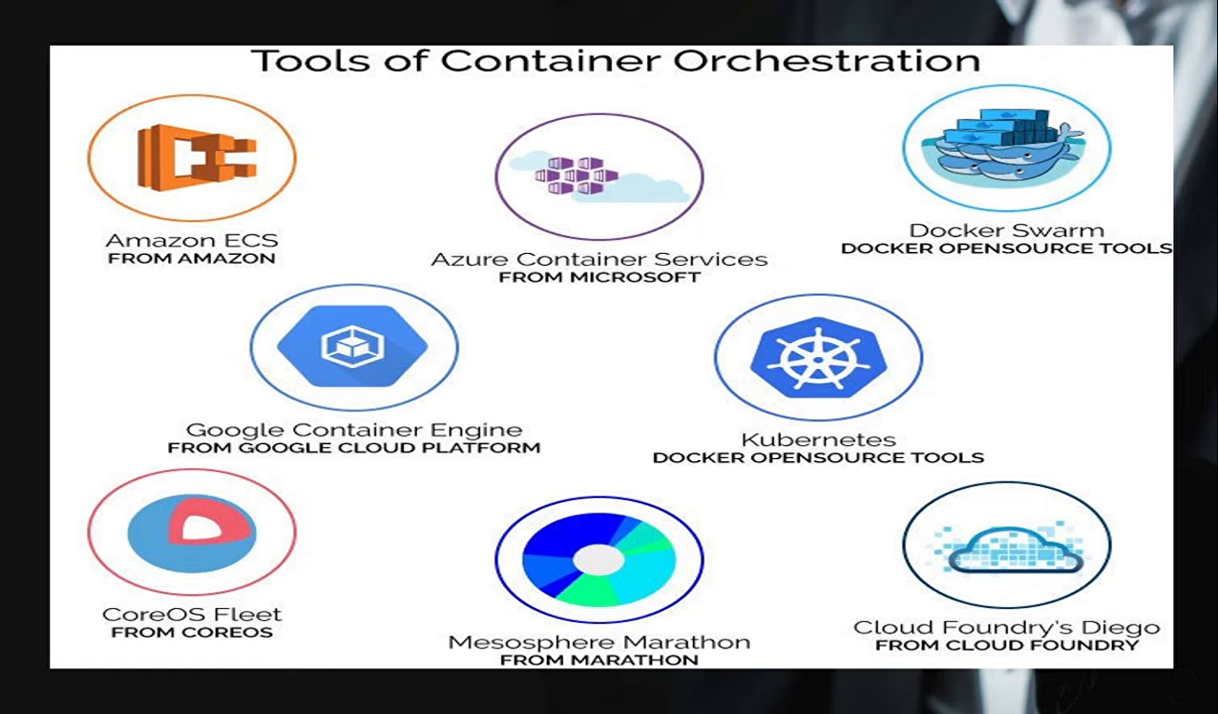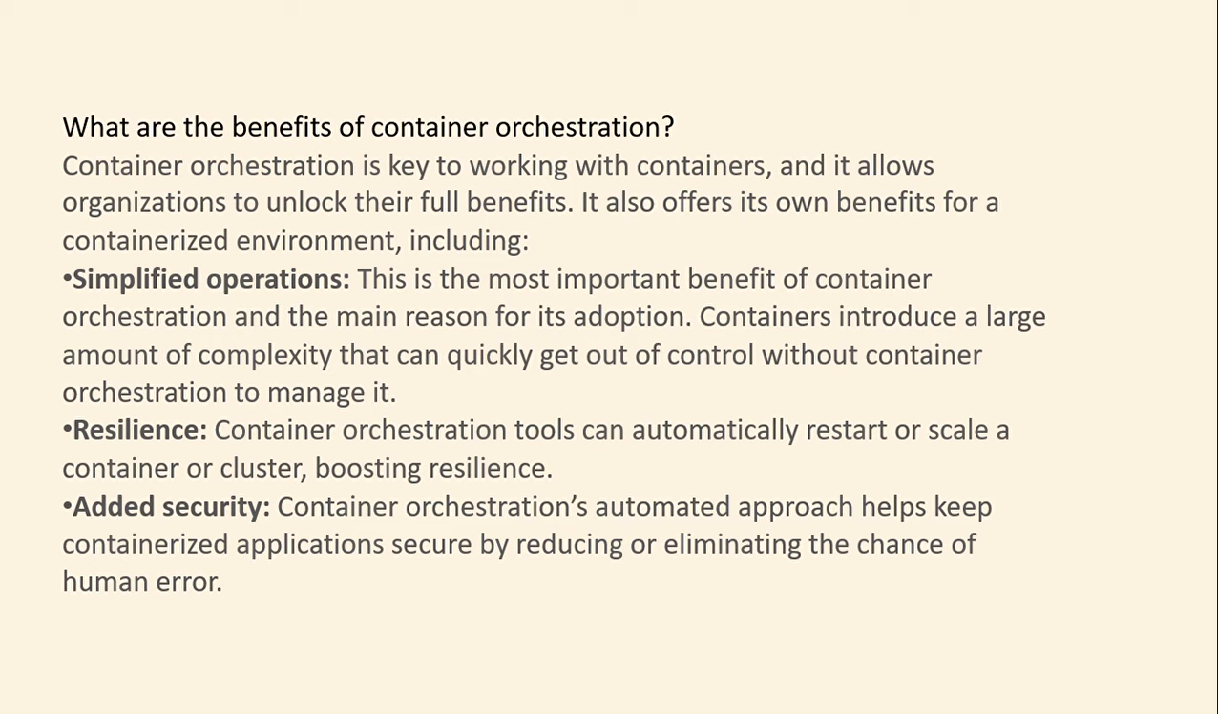On Amazon, we have ECS. For Azure, we have AKS. We have Kubernetes from Google, and there are many more tools available for container orchestration. Now, what are the benefits of container orchestration? So manually, whatever we need to do, everything can be done with the help of this container orchestration tool.